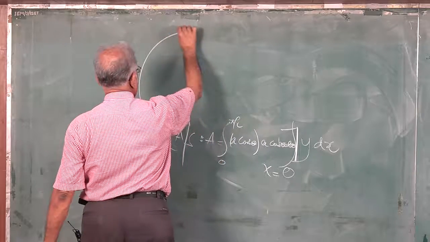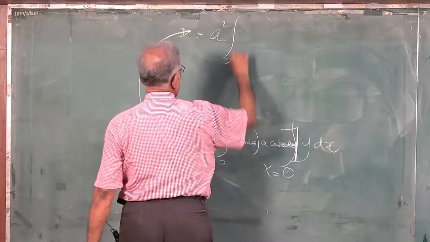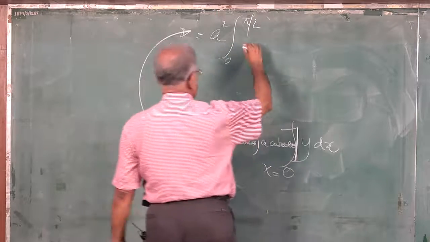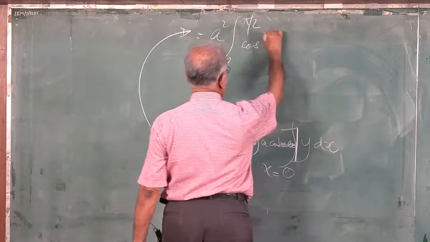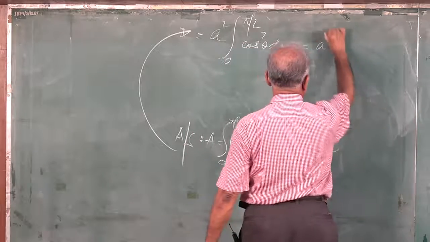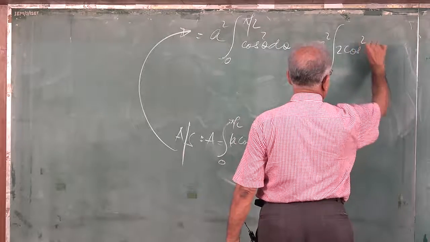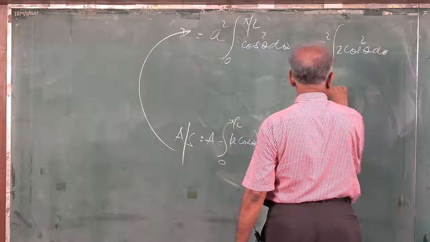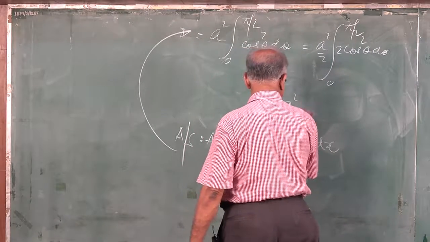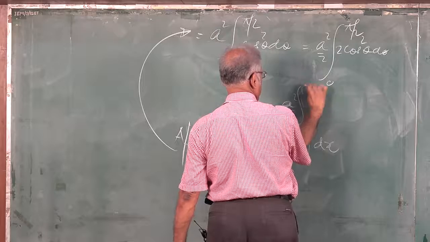So this is equal to a squared, integral from 0 to pi by 2 of cos squared theta d theta. That is a squared by 2 into 2 cos squared theta d theta from 0 to pi by 2. That is a squared by 2, and now 2 cos squared theta from 0 to pi by 2.